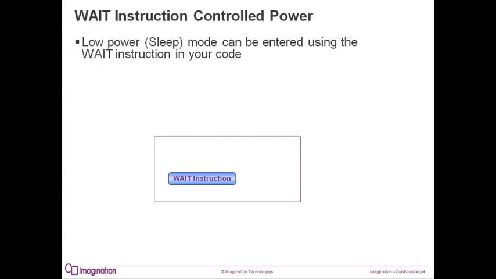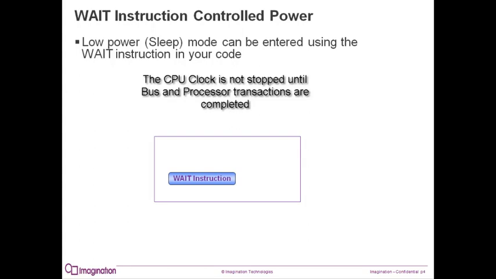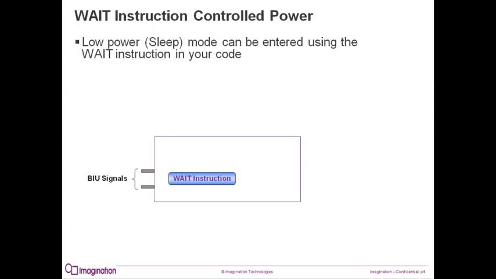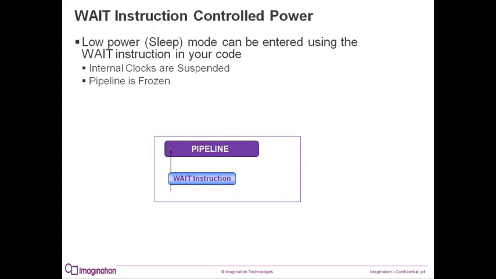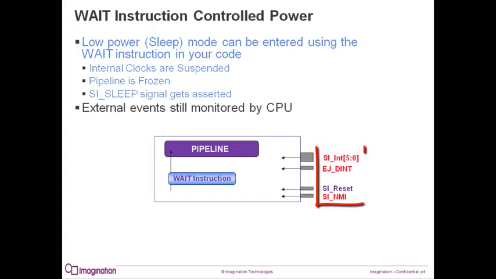Your code can send the processor into sleep mode through the use of the wait instruction. The clocks are not stopped until all bus and processor transactions are completed. In this mode, external clocks are suspended and the pipeline is frozen. The code signals the external interface through the system interface sleep pin. Any enabled interrupt, NMI, debug interrupt, or reset condition causes the CPU to exit this mode and resume normal operation.